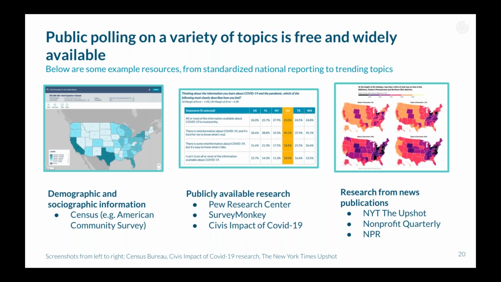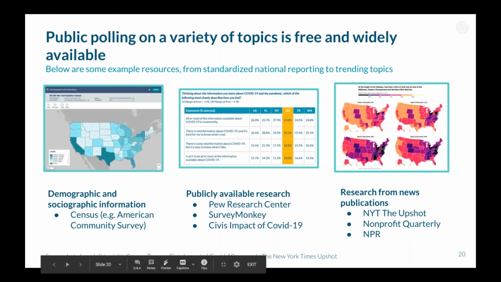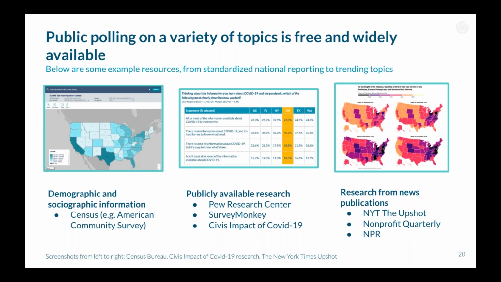There are so many resources out there that share results from surveys and public polling, and we wanted to take a few minutes to touch on a few of them here. For example, if you're interested in demographic or sociographic information, particularly in specific geographies, the American Community Survey, which the Census Bureau conducts every year, is a great resource within the United States. There are also several organizations that make their research publicly available across a wide range of topics. Pew Research Center is one that we consult often. SurveyMonkey publishes some of their surveys.